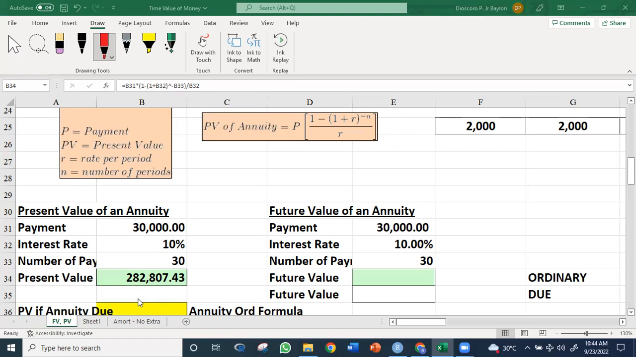How about the rest, guys? So coming from honesty, were you able to get 282,807.43? Yes or no? Okay, sige. Thank you guys for your honesty. That's very good, because let's now do it. Okay, delete natin, no?